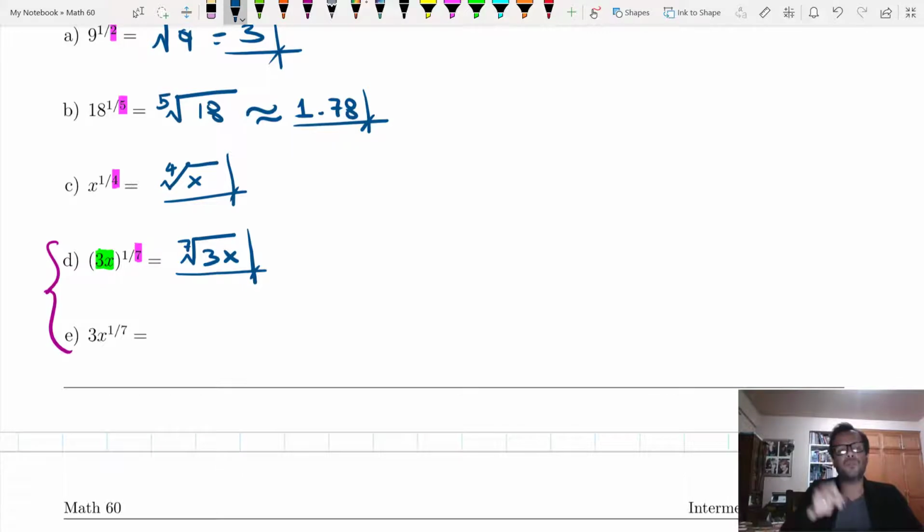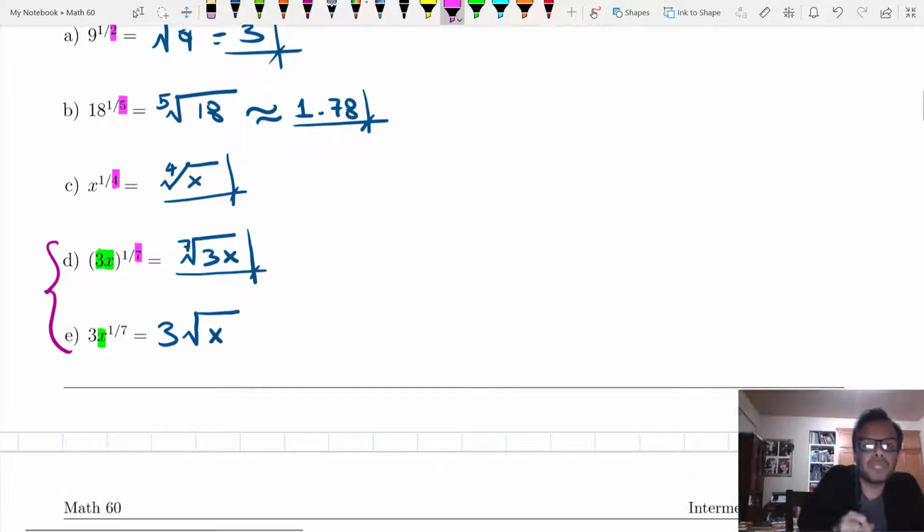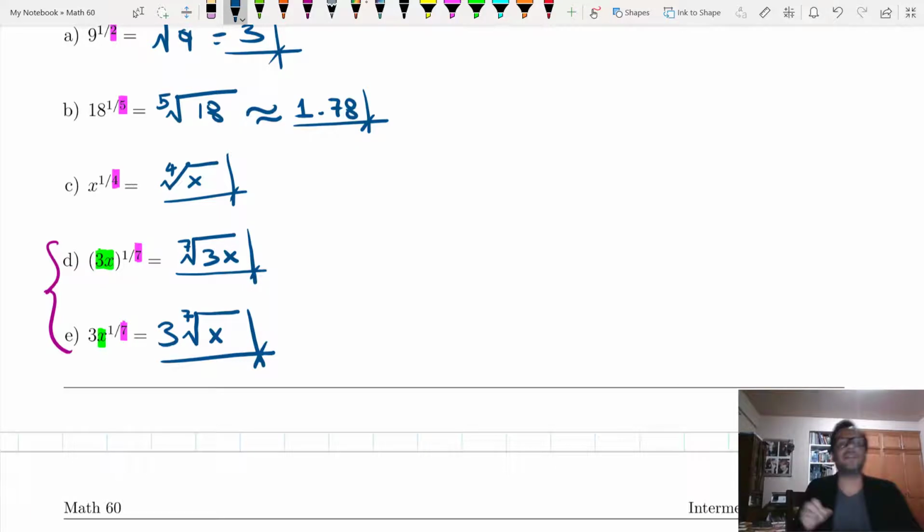But what about letter E as opposed to letter D? For letter E, notice there's no parenthesis around the 3x, right? In this case, it's only the variable x which is raised to the 1/7 power. So what is going to happen in this case? The 3 remains outside times radical x, and the index of the radical will be, again, the denominator of the rational exponent. In this case, 7. So 3 times the 7th root of x.